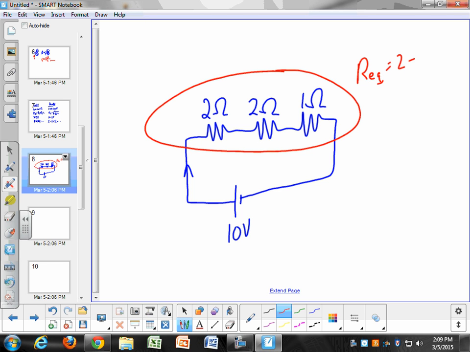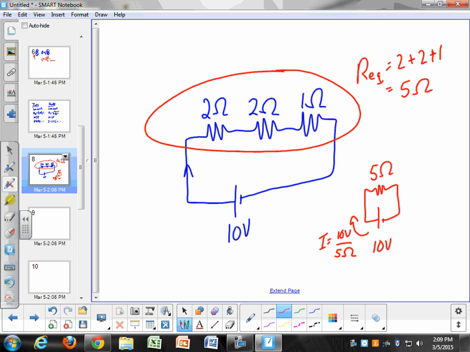So I first want to find what is the equivalent of all three of these, and the equivalent is equal to 2 plus 2 plus 1. For resistors in series, that's 5 ohms. And so I can redraw this if I wish as a 5 ohm resistor and a 10 volt battery. And so that tells me that my current is 10 volts over 5 ohms. That's V over R. That's 2 amps.